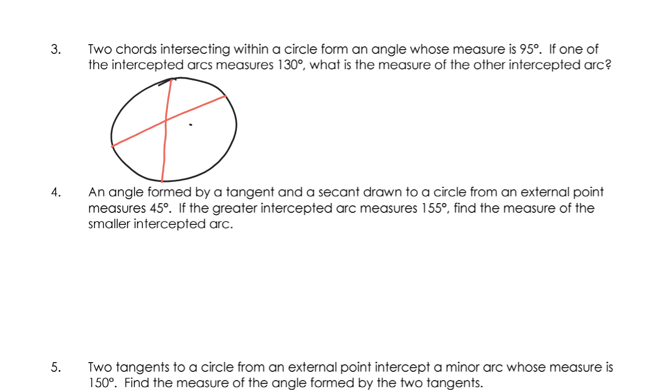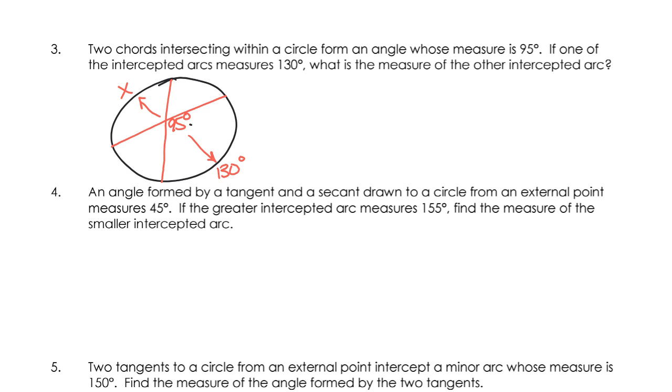We try to make sure they don't pass through the center, because if they do, they would become central angles. Two chords intersecting within a circle form an angle whose measure is 95 degrees. If one of the intercepted arcs measures 130, so this is one of the intercepted arcs, following this angle out, this would be the other intercepted arc. What's the measure of the other intercepted arc? We'll call it x.